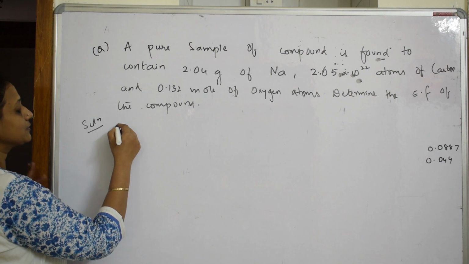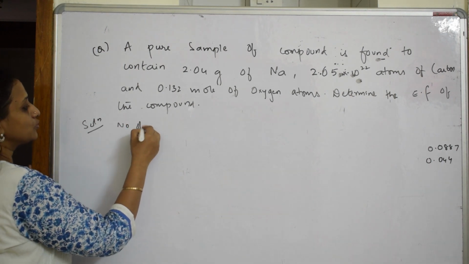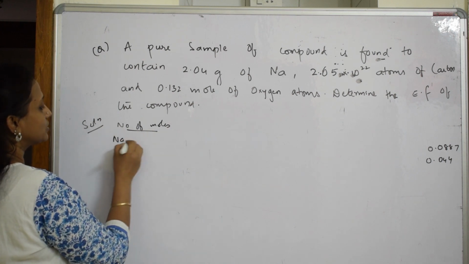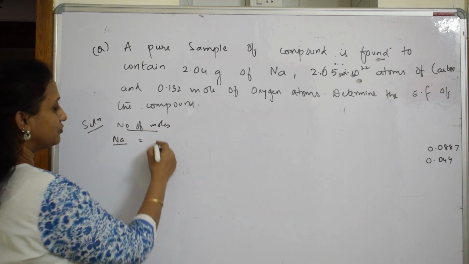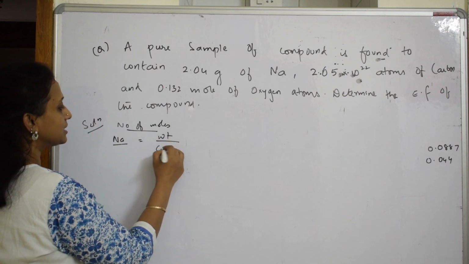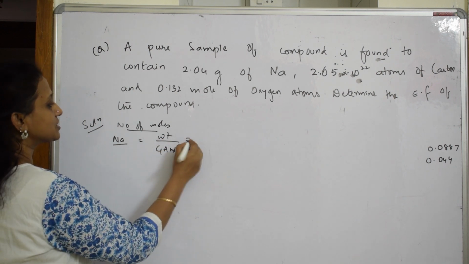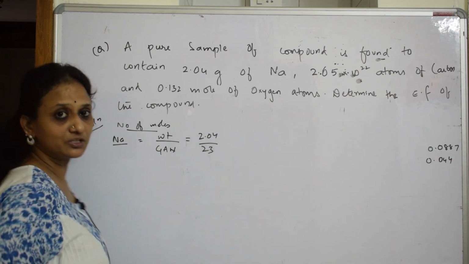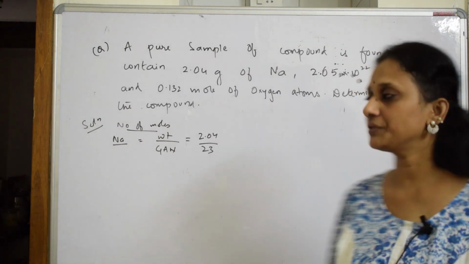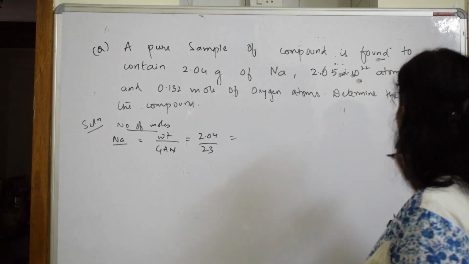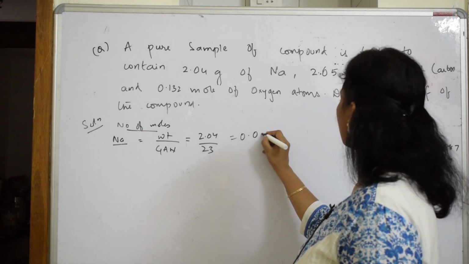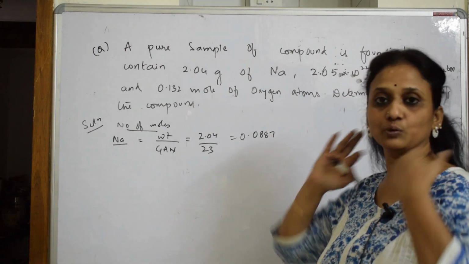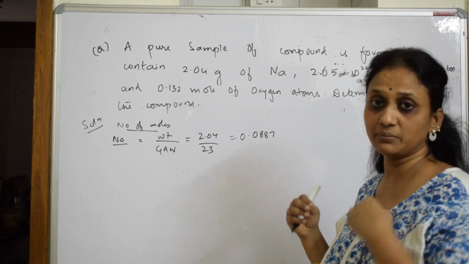So first for calculating the number of moles, for sodium. What is that? It is nothing but weight by gram atomic weight, isn't it? 2.04 divided by 23. The gram atomic weight of sodium is 23. When I solve this, I get an answer of 0.0887. This is for sodium. Now I've got the number of moles, because I need to find the whole number ratio.